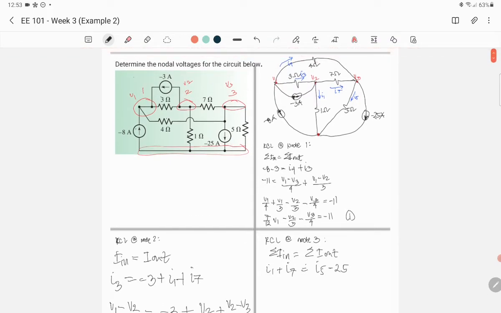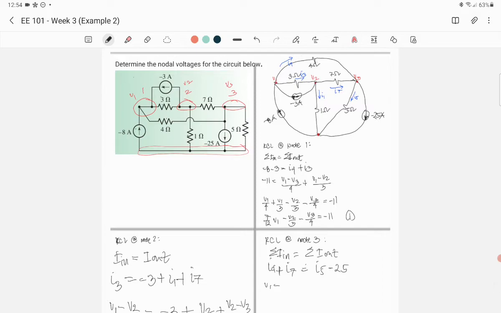So your I1, again, tail minus head, you have V1 minus... At node 3, you don't have I1. This is not I1, this is I4, right? So this is going to be I4 plus I7, right? So I4 plus I7 is equal to I5 minus 25.